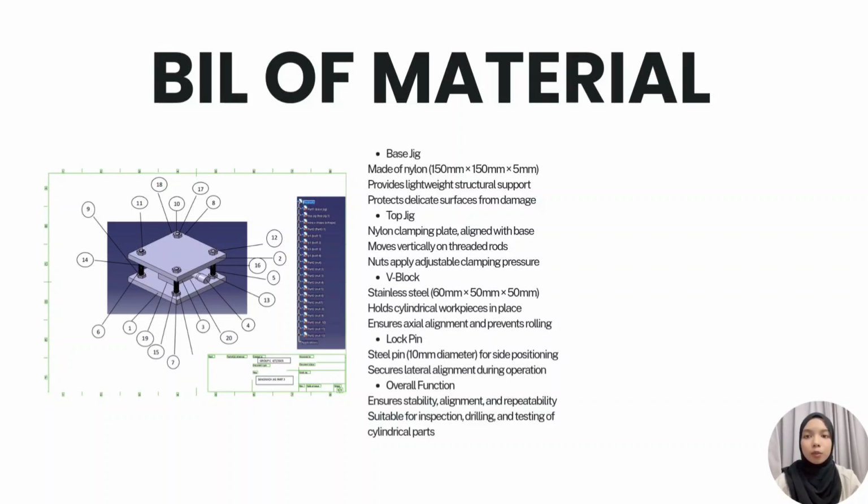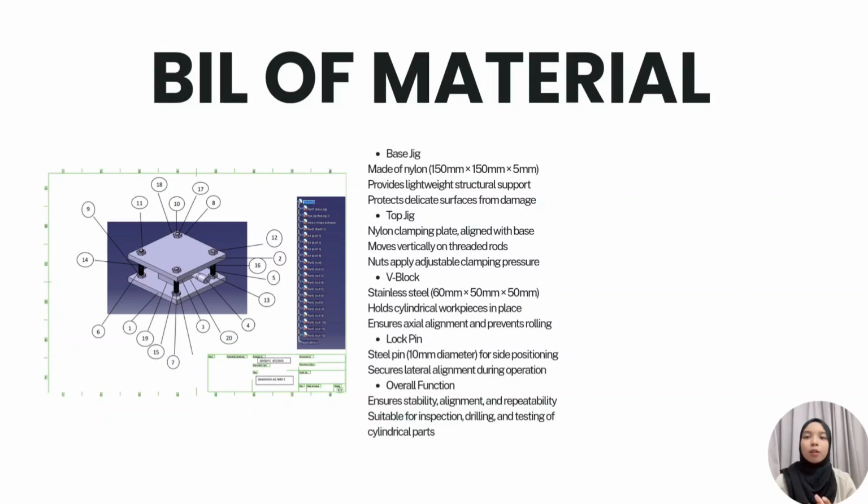In the middle we have the V block made of stainless steel, whose function is to hold the cylindrical part firmly and prevent rolling. As for the lock, we use a lock pin with a 10 mm diameter to ensure side positioning and lateral stability during operation. We also use M10 bolts and nuts to secure all components together.